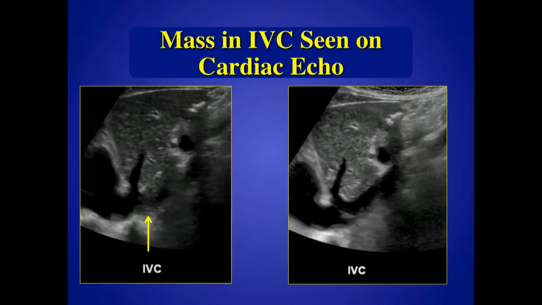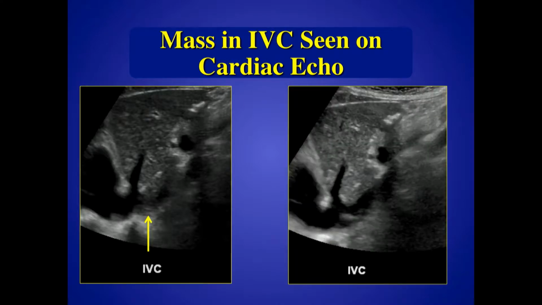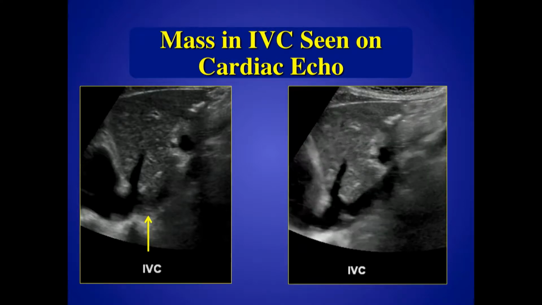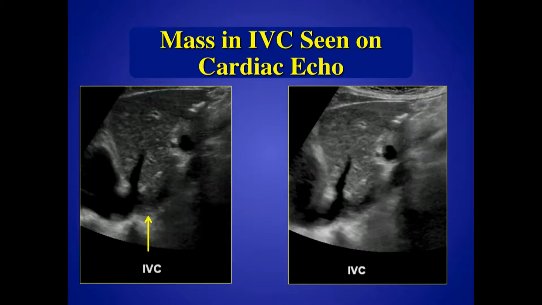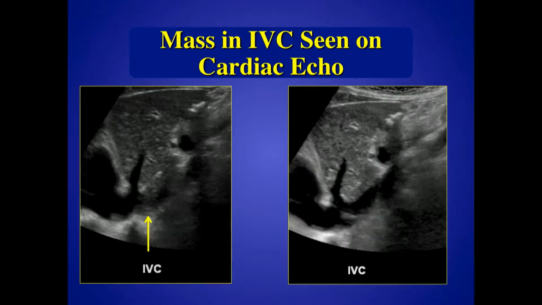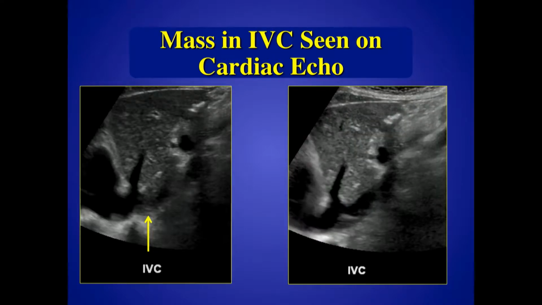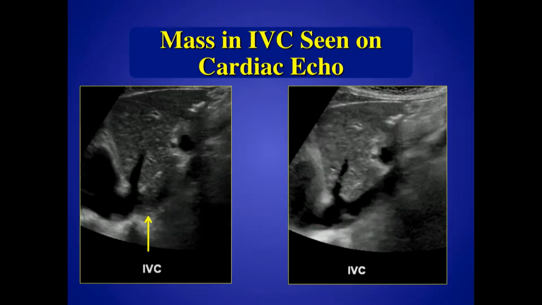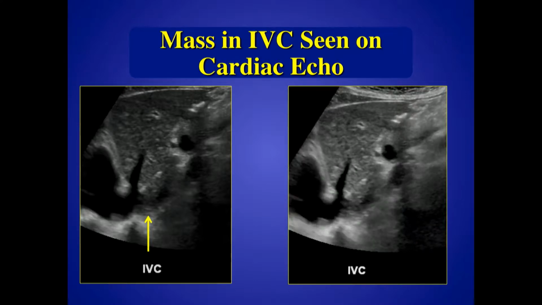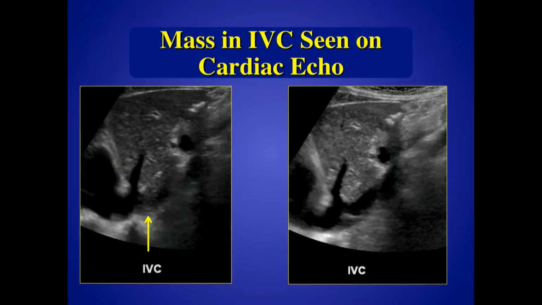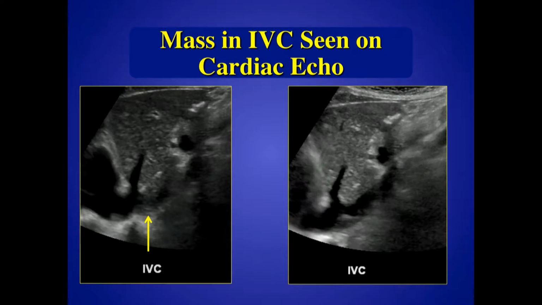All right. This one's a little tougher. And this was a case that was sent to us from the echo lab. Here was a patient that was having an echo, and the cardiologist sent it to the vascular lab because they saw something in the IVC, and they called it a mass.